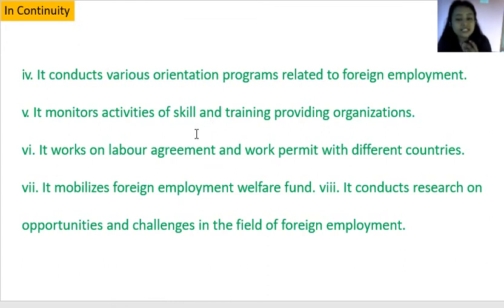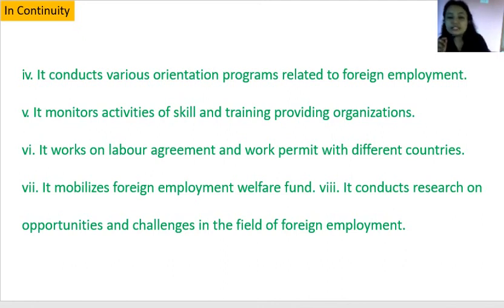And it also monitors the activities of the skills and training providing institutions. So whether those skills and counseling providing institutions are providing the right counseling or not, they are providing the right training to the right people or not. That will also be monitored by the Foreign Employment Promotion Board. And it works on the labor agreement and the work permit with different countries. It mobilizes the foreign employment welfare fund, and also it conducts research on the opportunities and challenges in the field of foreign employment.